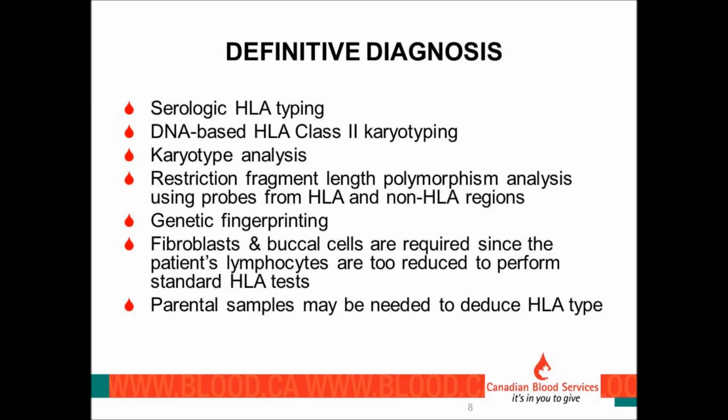The definitive diagnosis is hard to make. It requires serological HLA typing, DNA-based HLA class II typing, karyotype analysis, restriction fragment length polymorphism analysis using probes from the HLA and non-HLA regions in the patient, and genetic fingerprinting. Fibroblasts and buccal cells are required since the patient's lymphocytes are depleted, so you can't perform normal HLA tests. And you might have to do parental samples to deduce the HLA type of the patient.